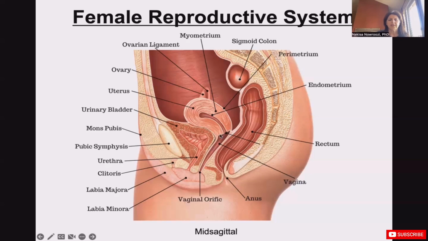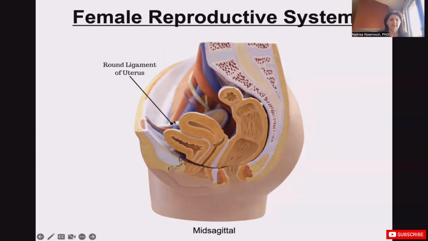This is cervix, right here, cervix. You have vagina and vaginal orifice. This is urethral orifice here. This is rectum and anus. And before rectum, you have sigmoid colon. Here I'm looking at ovary and ovarian ligament here. Here we could see the round ligament of uterus. This is uterus again, urinary bladder, sigmoid colon, rectum, anus. So this white structure shows round ligament of uterus.